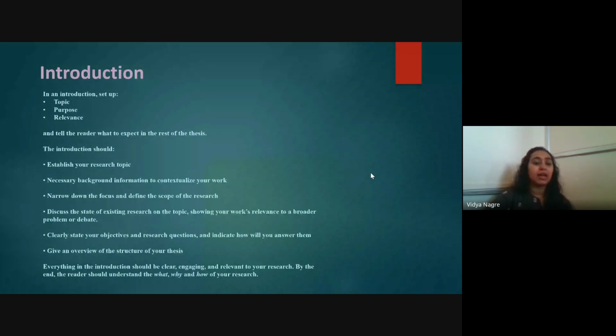Then comes the introductory part, in which you have a topic, purpose, and relevance. So establish your research topic, give necessary background information so that you can contextualize your work, narrow down to focus, and define your scope of research. Thereafter, you can even state your objectives here. You can even talk about the overall structure.